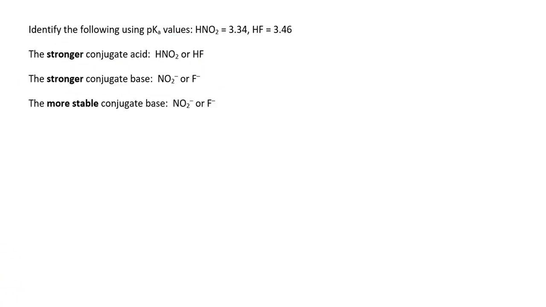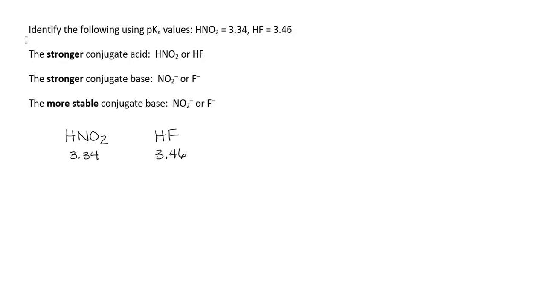In our next example, we are going to use pKa values to make some comparisons. So the first question is asking which one is the stronger conjugate acid between HNO2 and HF. So I'm going to note the pKa for each one. Remember, a pKa must apply to a substance acting as an acid. So the pKa for HNO2 is 3.34, and the pKa for HF is 3.46.